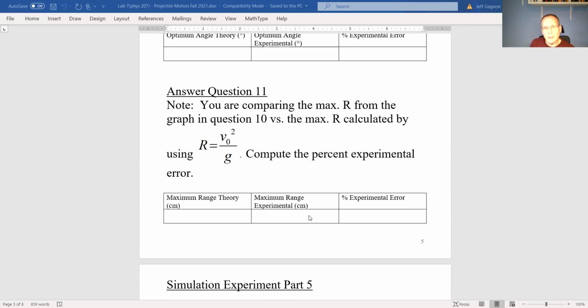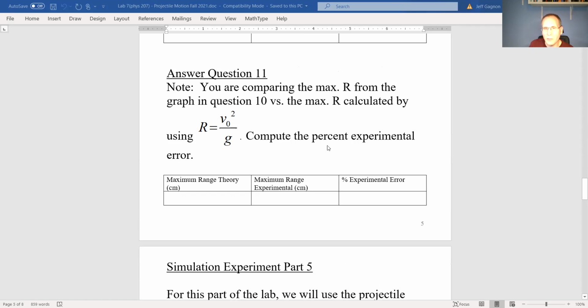And then max range experimental is what you found from your graph when you used the coordinate tool. So that R value, when you found the peak, is your max range experimental. Then again, compare these two by computing the percent experimental error. Okay, let me show you now. Let me jump on Capstone to show you how to do that sine fit and how to use the coordinate tool for this part.